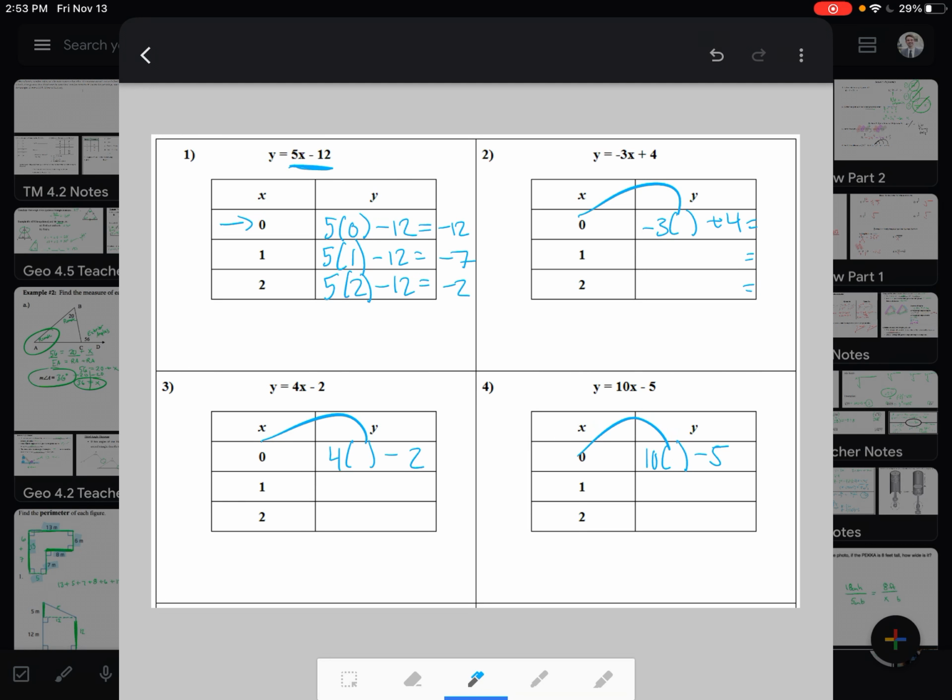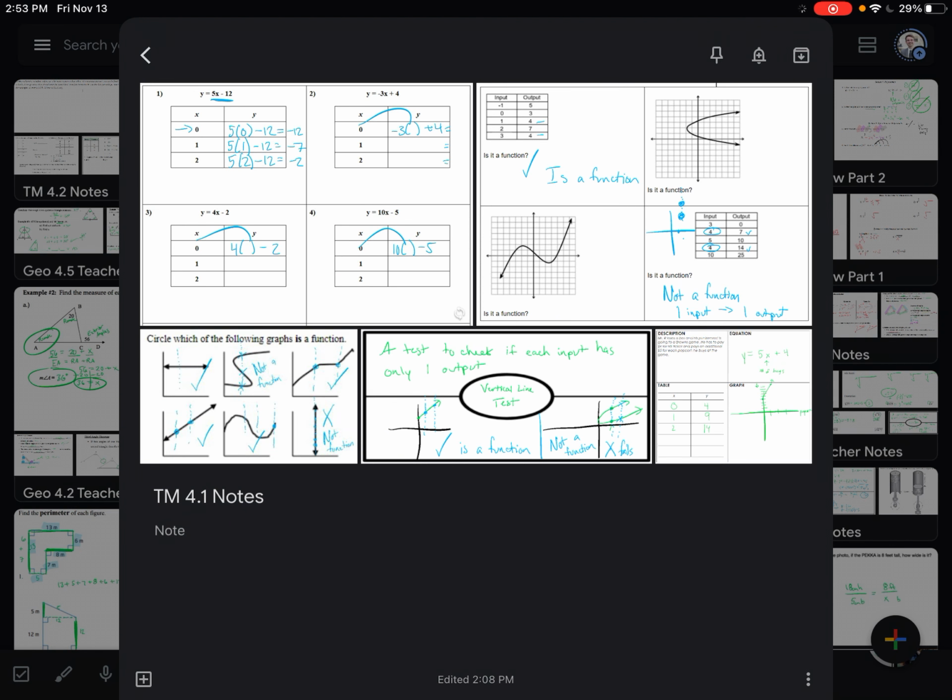So again, big focus today looking at functions, some good real-world applications here. And again, looking for that consistency, looking to see is it a function when we define it. And again, a good introduction to our new unit here.